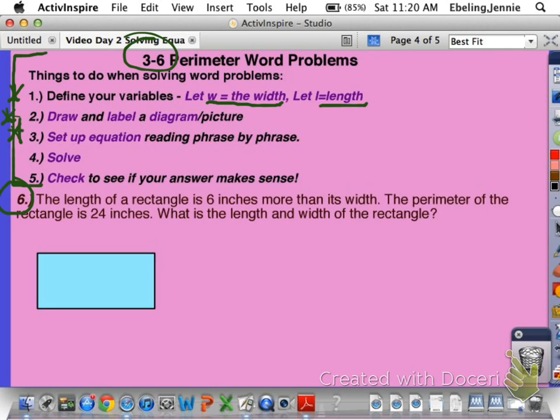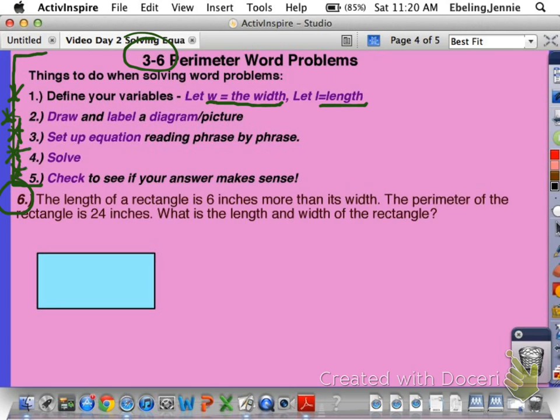You can never, ever just read through the word problem and go directly to the equation. You really need to define your variable first, and if there's a picture or diagram, you need to draw that. Once you get the equation set up, you solve it, and of course, checking to make sure that your answer makes sense.